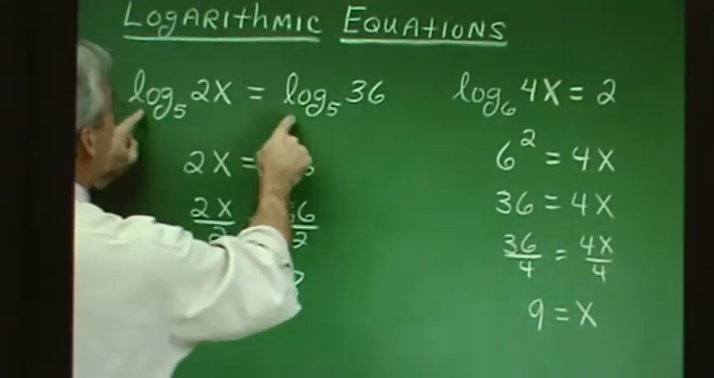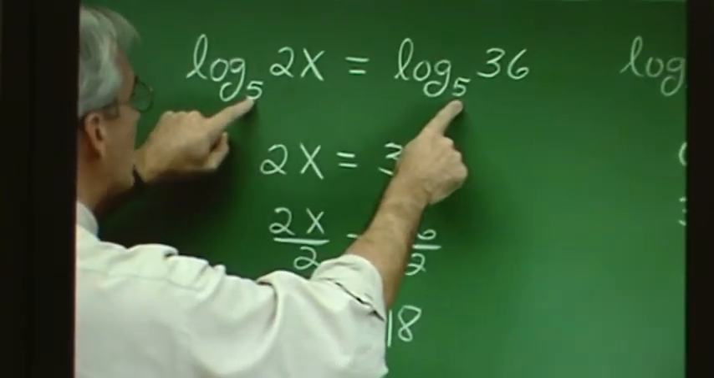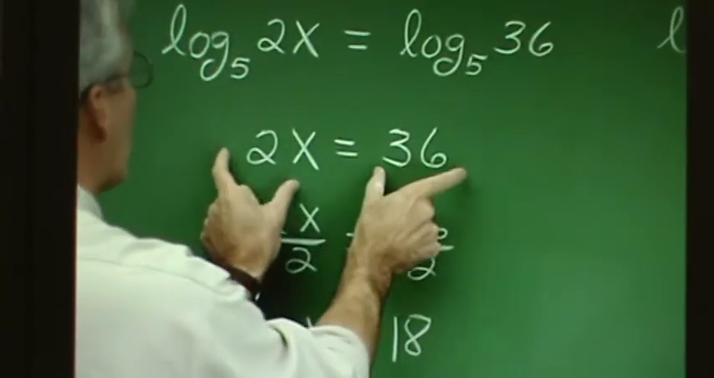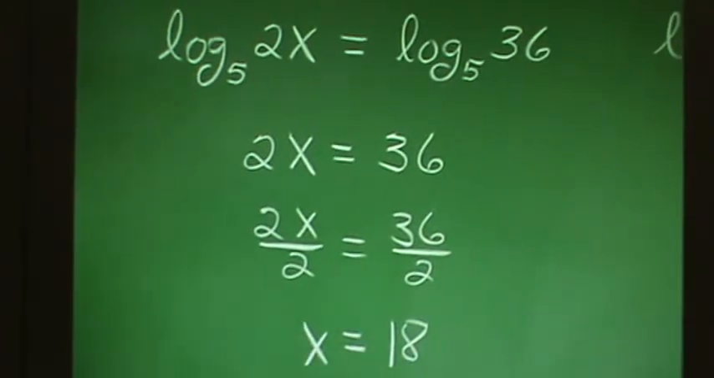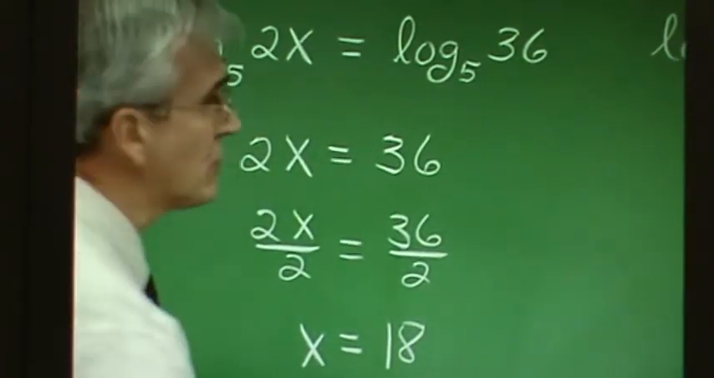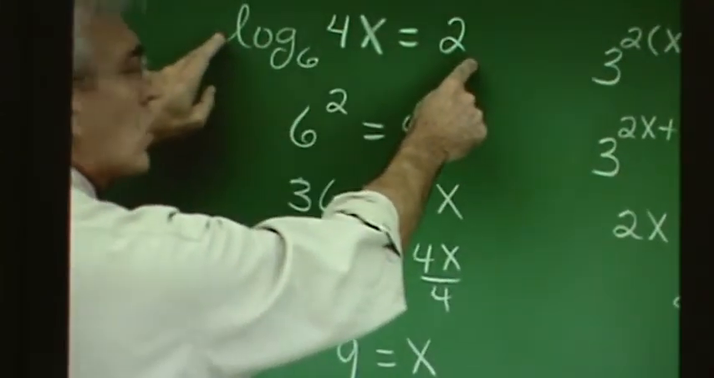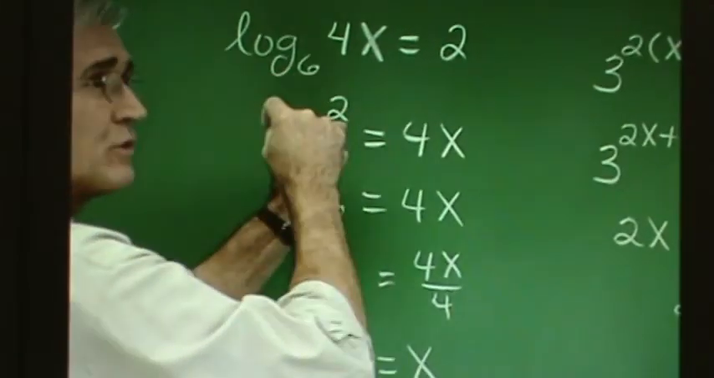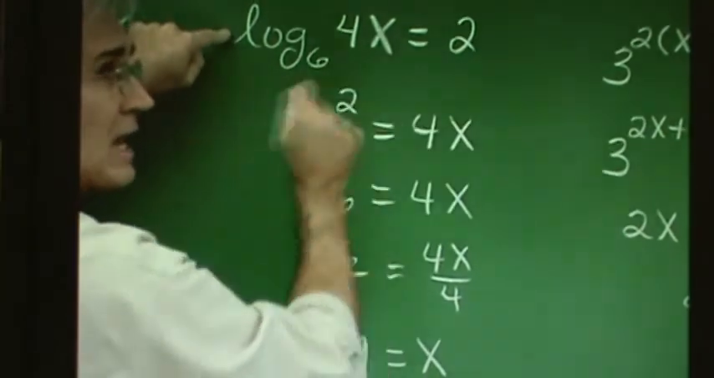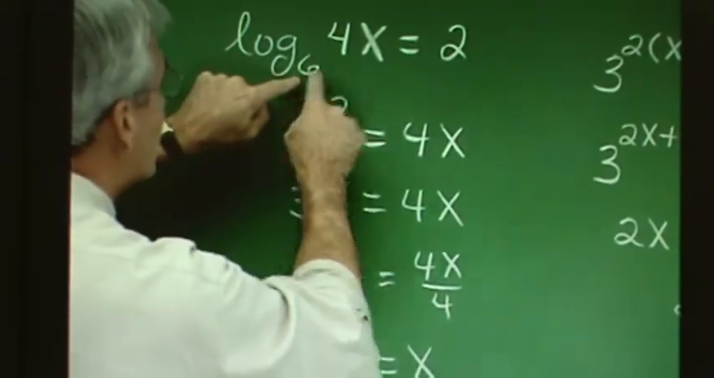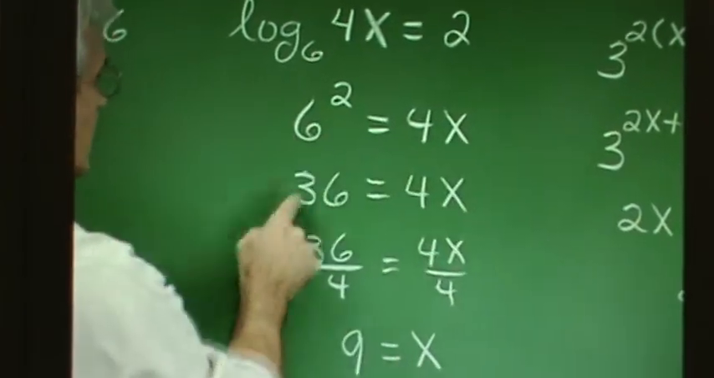Okay, when we have a logarithm of a quantity on both sides and the bases are alike, and that'll pretty much always be the case, we can just set these two values equal to one another. So we just set 2x equal to 36 and solve the equation to find x to be 18. So that's a pretty simple approach. With the log of a quantity equal to a real number, though, to solve for x, we have to go into the exponential form. So we would write this logarithmic equation as an exponential equation. It would be 6 squared, the base to the exponent, equals 4x. Now solve this. 6 squared is 36.